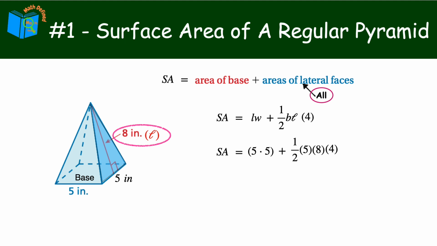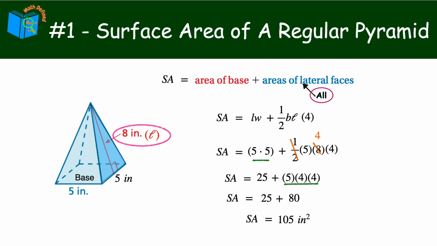Now we just follow the order of operations to solve. First, we'll multiply 5 by 5 to get 25. And then I always like to get rid of the fractions whenever I can. So I'm going to simplify before I multiply by cross-canceling 1/2 and 8 to get 4. Now it's much easier to multiply 5 times 4 times 4 to get 80. The last step is to add the two terms together, and we get a total surface area for this regular square pyramid of 105 square inches.